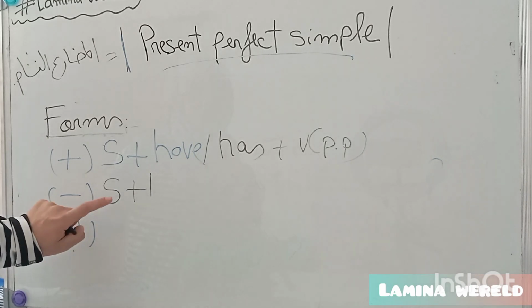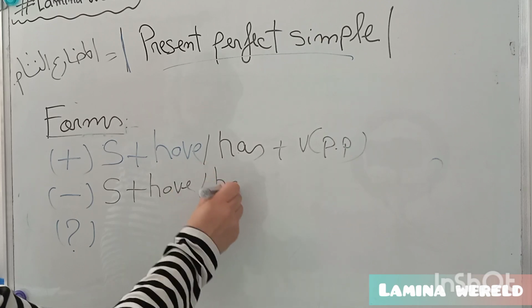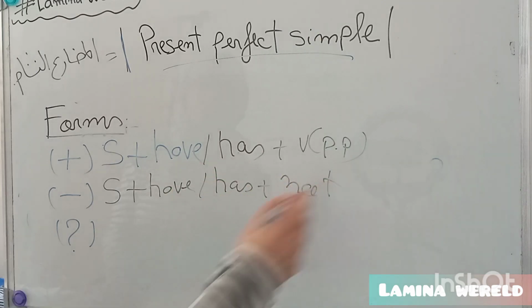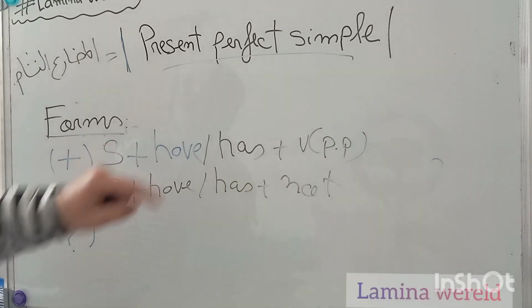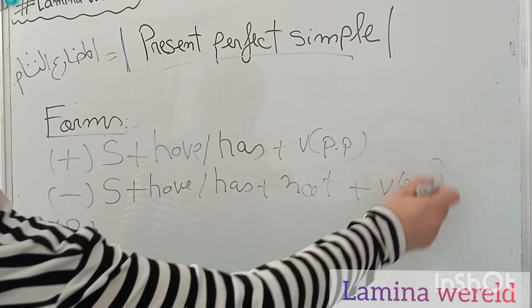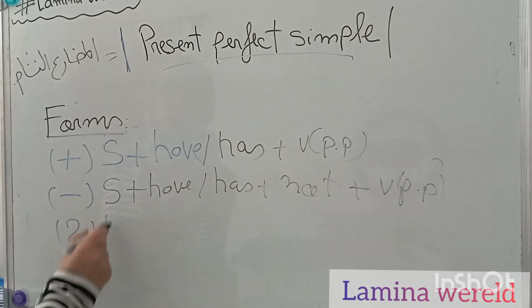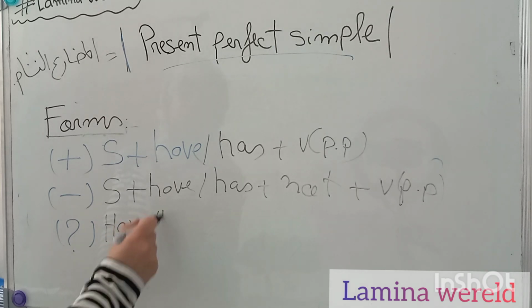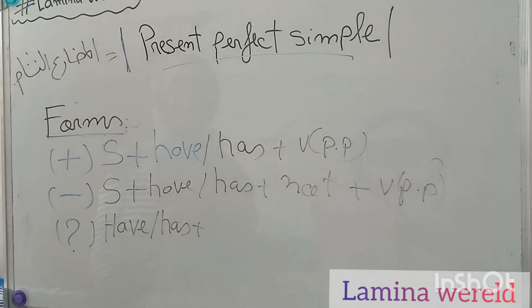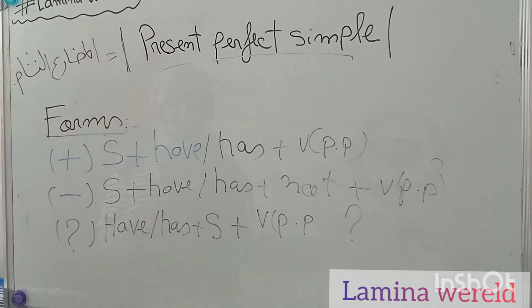And here we start by the subject plus have or has, plus not. Why? Because it is a negative sentence. Not plus verb in the past participle. And if you want to form an interrogative sentence, we start by the auxiliary have or has plus what? Subjects, good, plus verb in the past participle and question mark. Okay? Is it clear? Now, let's practice.